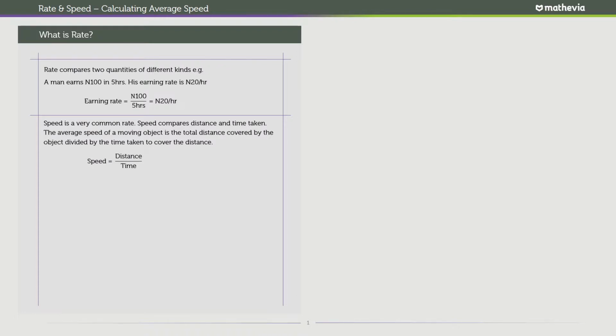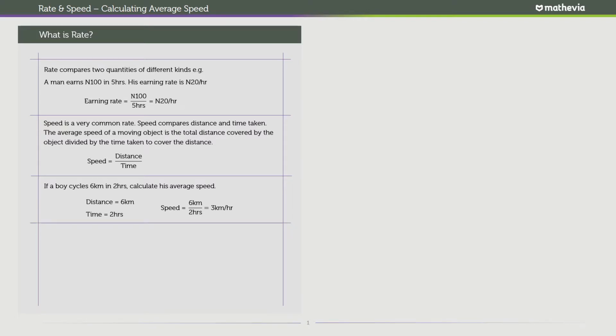Now, speed is distance over time. To find speed you just say distance over time. We have an example here. If a boy cycles 6 kilometers in 2 hours, calculate his average speed. We have distance 6 kilometers, and time is 2 hours. To get speed we simply divide distance by time. 6 divided by 2 gives us 3 kilometers per hour. That's pretty much all you need to take note of in this lesson. You just need to remember that speed is always distance over time. We'll go ahead and do a few examples.